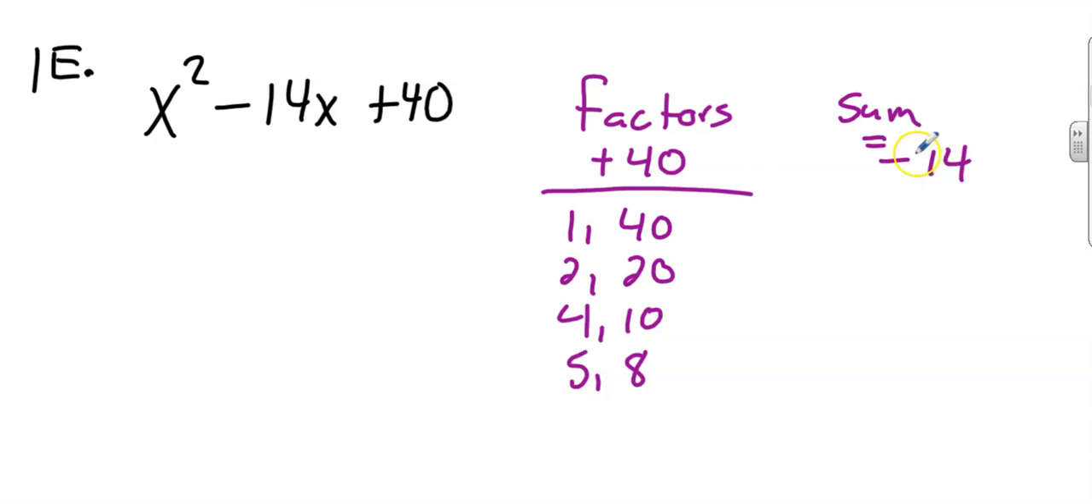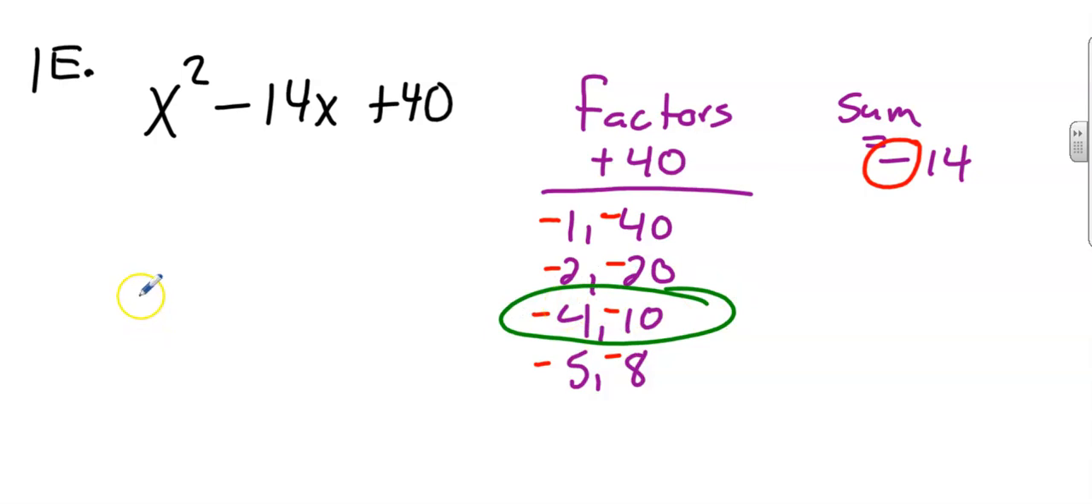Okay, here's the main thing. The b term is negative. That sign has to go with the bigger number. But what's a positive divided by a negative? It's a negative, right? So in this case, both numbers have to be negative. Okay, and the pair that will get you to 14 is the 4 and the 10. Oh, sorry, no, x squared. Let's go with x minus 4 and then x minus 10.